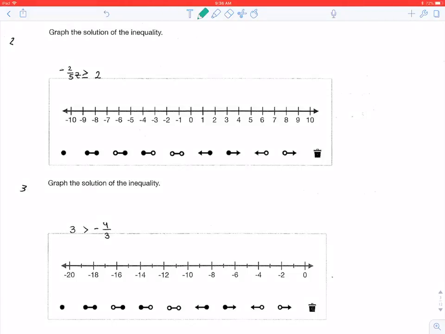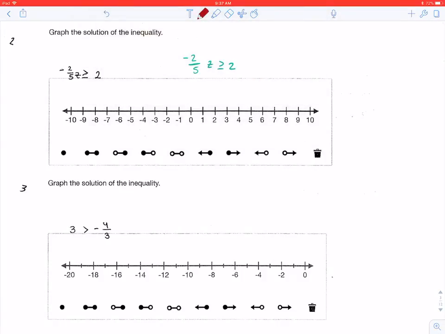We have negative 2 divided by 5 times z is greater than or equal to 2. Hopefully this one wasn't too hard to read because my handwriting sucks. So if we have negative 2/5 times z is greater than or equal to 2, we need to get rid of the fraction that's attached to the negative 2/5.